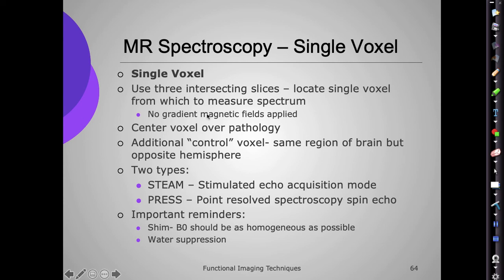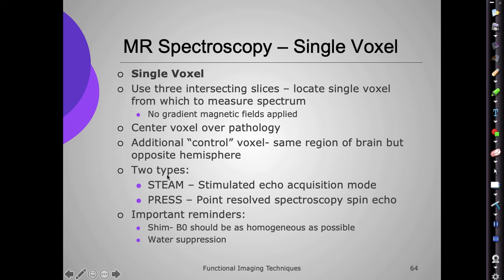So we're not going to actually be applying any gradients, specifically the phase and frequency gradients. We're really just going to locate a single voxel by using 3 intersecting slices. So we're going to center that voxel over pathology. We're going to find that pathology, and we're going to center it over it using all 3 orthogonal planes. And we're also going to use an additional voxel, or control voxel, where we're going to center it over the same region of the brain, but on the opposite hemisphere, which should be normal tissue.